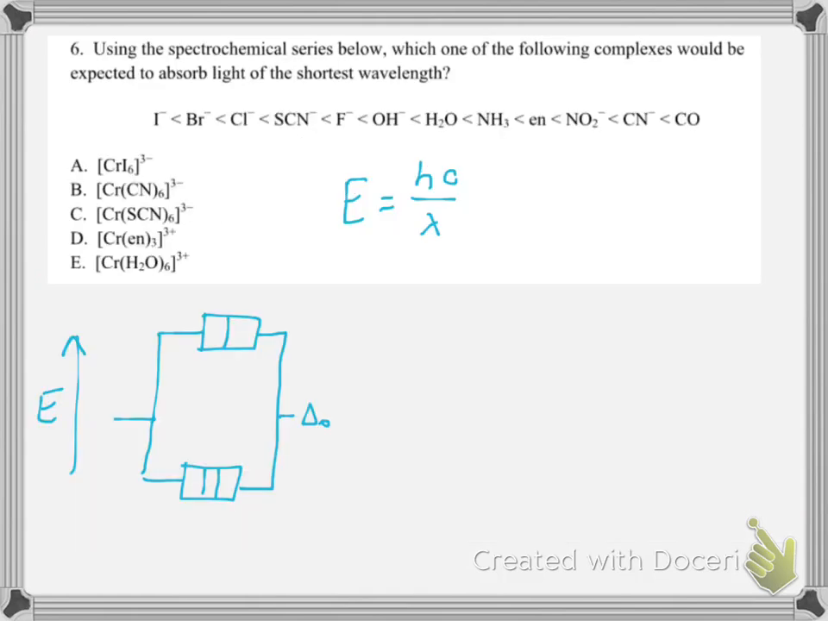Okay. In question 6, we're using the spectrochemical series. And they're asking us which would absorb light of the shortest wavelength. Okay, so shortest wavelength we know is highest energy from this relationship. So if we have a shorter wavelength, higher energy.